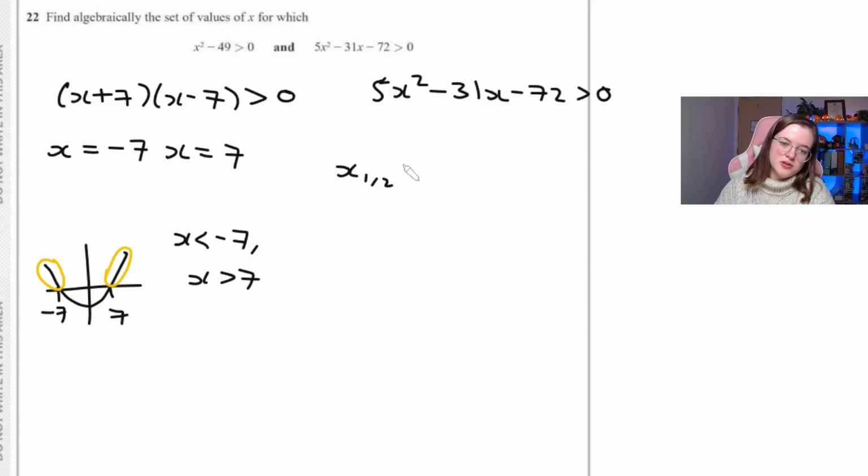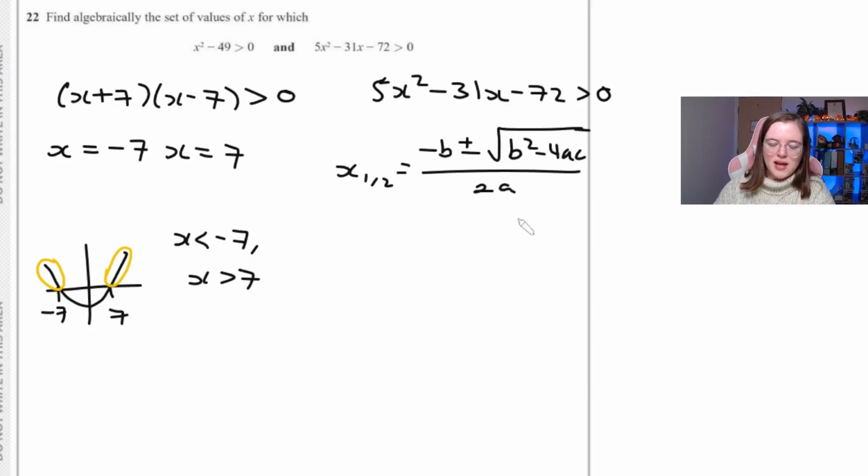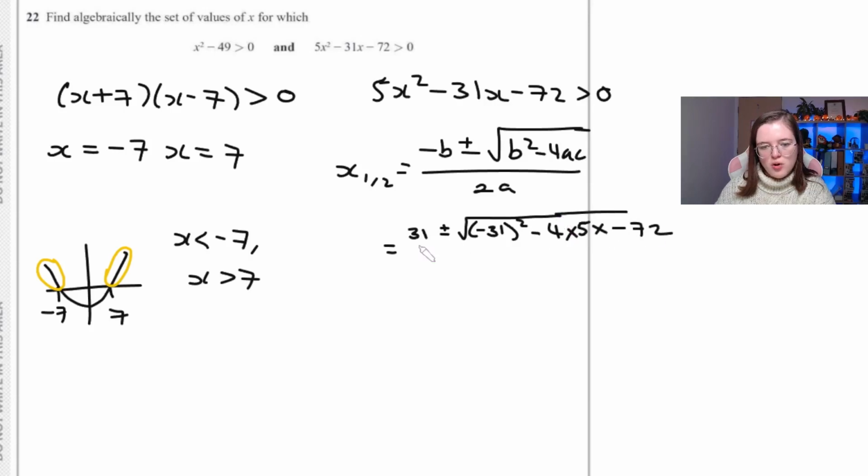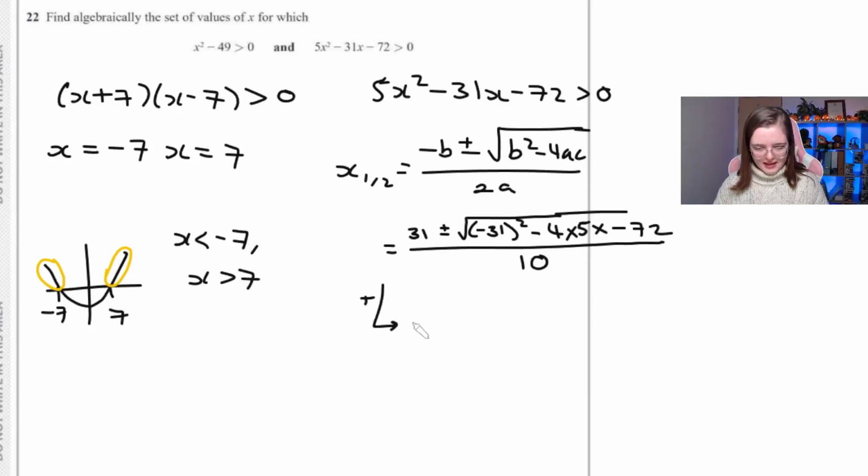So x1 and 2 is minus b plus or minus square root of b squared minus 4ac all over 2a, which is then minus minus 31, plus or minus square root of minus 31 squared, minus 4 times a, which is 5, times c, which is minus 72, all over 2 times 5, which is 10. And then if I get the plus value first, if I type that in, what do I get? I'll let you know. I get 8.